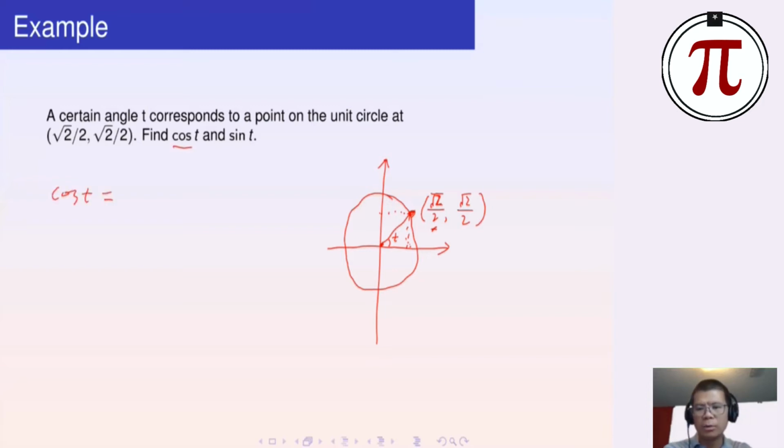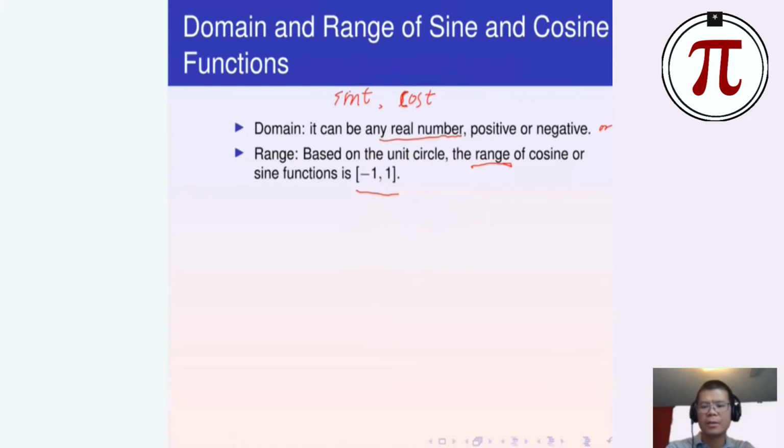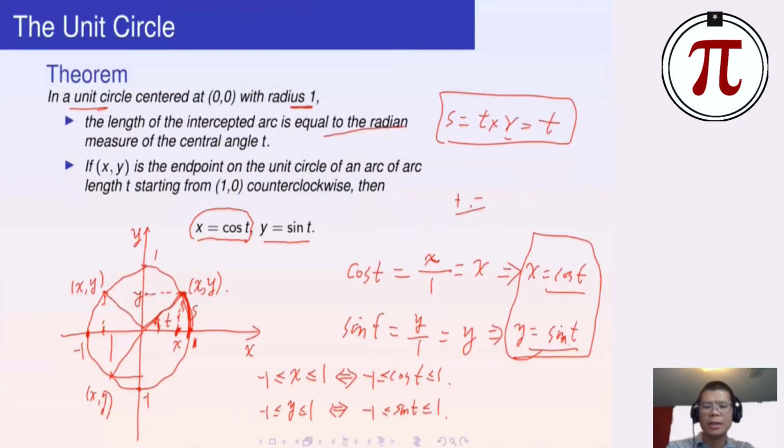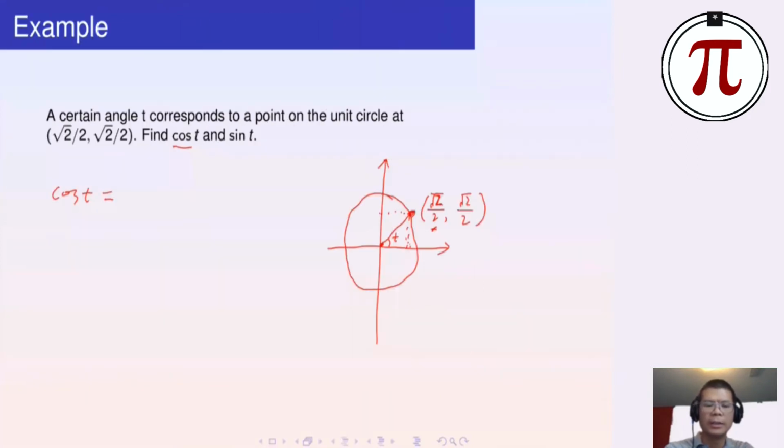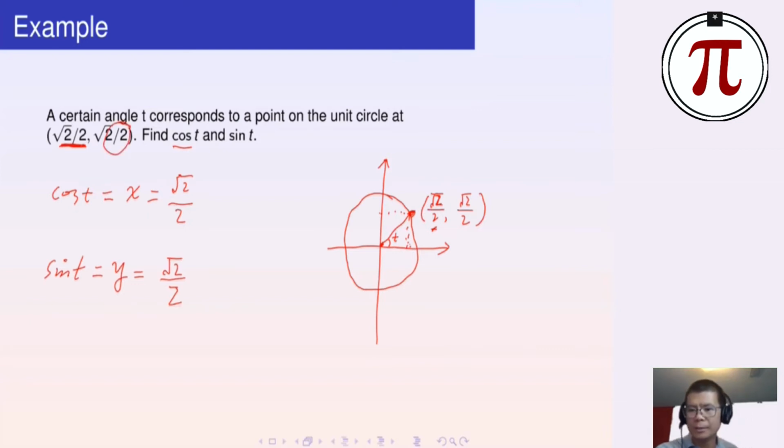Cosine of t equals x or y? X. Cosine t equals x, the x coordinate. Sine is the y coordinate. So it equals x, and by x, we know it's the first entry. It's square root of 2 over 2. And sine of t equals y, equals what? Again, square root of 2 over 2, but it's the second entry.